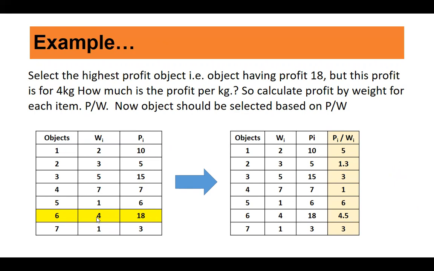Now if I want to calculate for a weight of 1 kg, per kg how much will be the profit? So we have profit divided by weight. So you get the profit per kg, and this is what we'll be using for our problem, right?